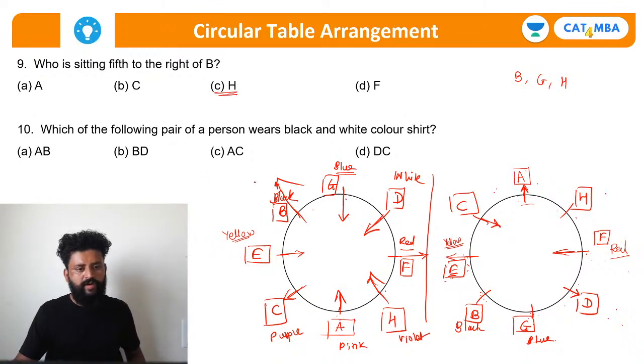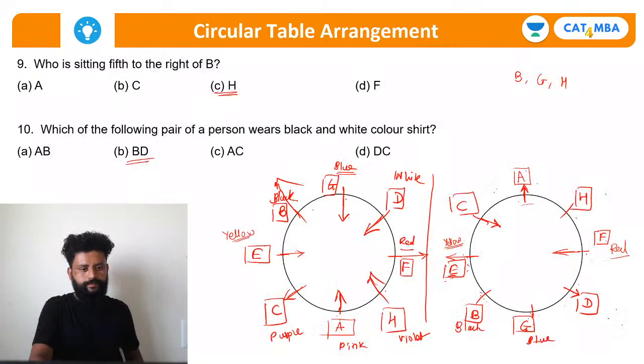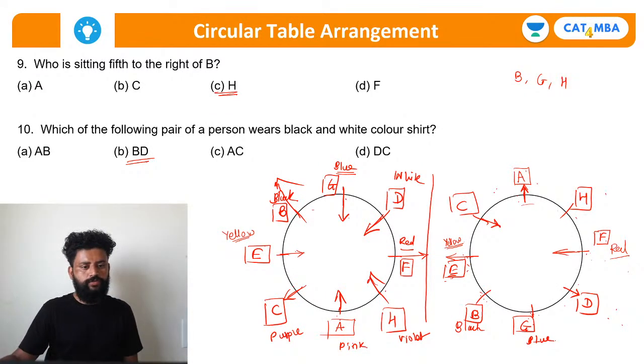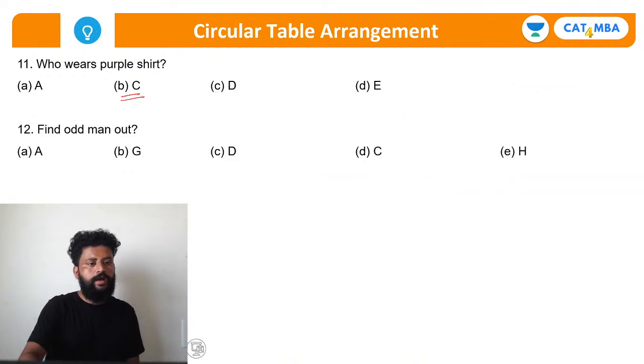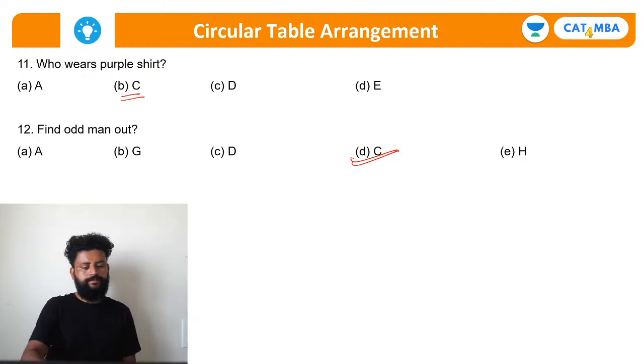Which of the following pairs, white and black pair, will be B and D? Then who wears the purple shirt? C. Find the odd one out: A, G, D, C, H. Look at this: G, D, A, E and H, these four are facing center and C is facing outside. That's the odd one out.